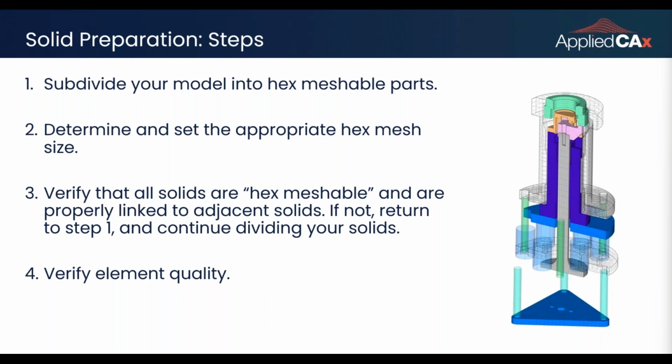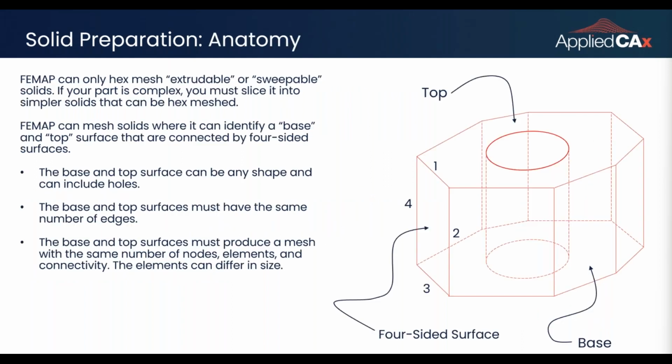So these are the steps, and we're going to run through these in the software today. So first, let's just talk a little bit about the anatomy of preparing a solid. Femap can only hex mesh extrudable or sweepable solids, and that includes revolvable solids too. If your part is complex, you must slice it into simpler solids that can be hex meshed.